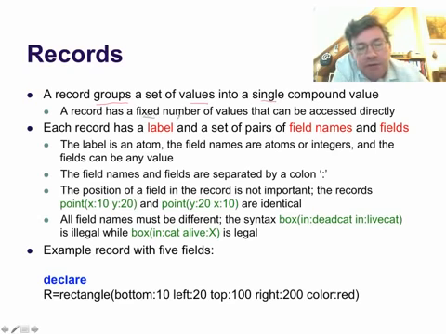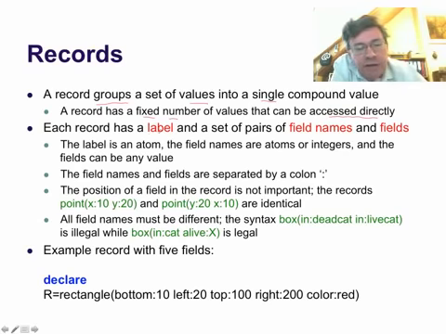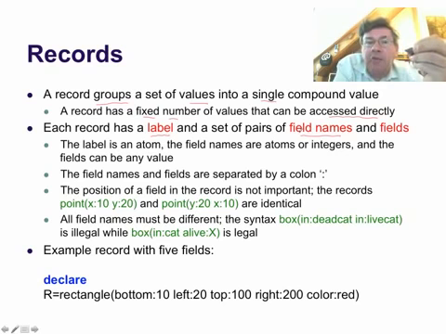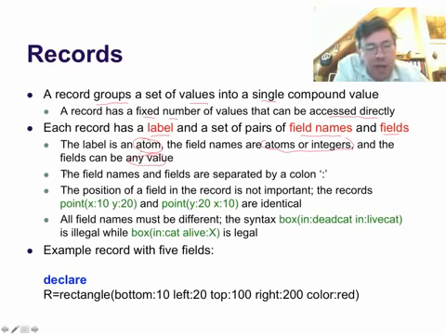A record has a fixed number of values, and you can access them directly. The way it works is that the record has several pieces. It has a label, which is basically an atom. It has then a set of pairs of a field name and its corresponding field. Like I said, a label is an atom. Field names are atoms or integers, and the fields can be any value. The field names and the fields are separated by a colon.